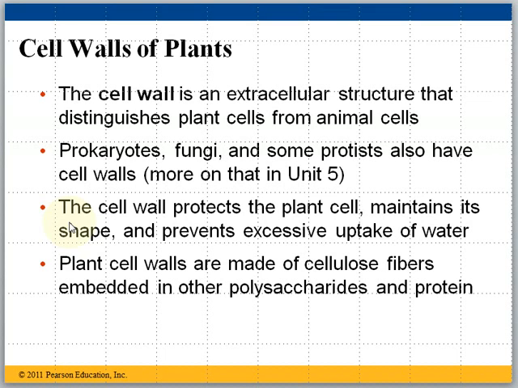The cell wall is kind of like the structural support system of the plant cell. It gives it its shape. It helps protect the plant cell, and helps prevent excessive water uptake or excessive loss of water. It's made up of cellulose fibers, which we already talked about, cellulose being a long polysaccharide chain. And within that cellulose, there are other embedded polysaccharides and proteins as well.